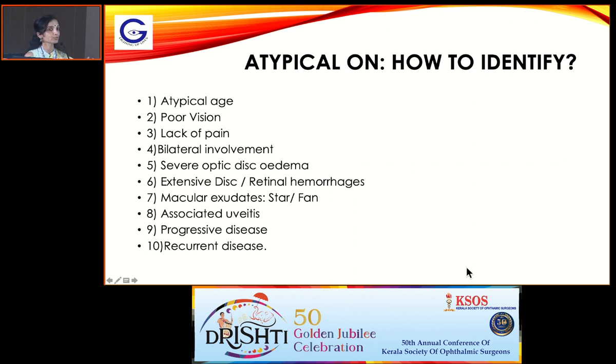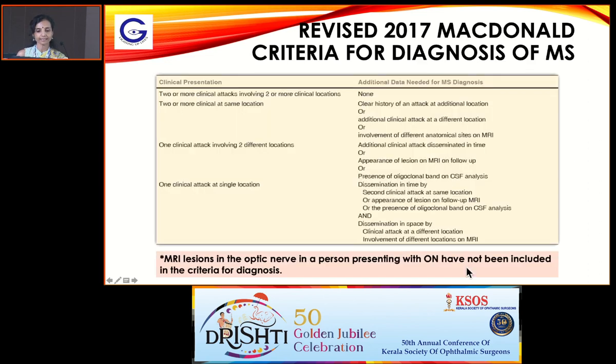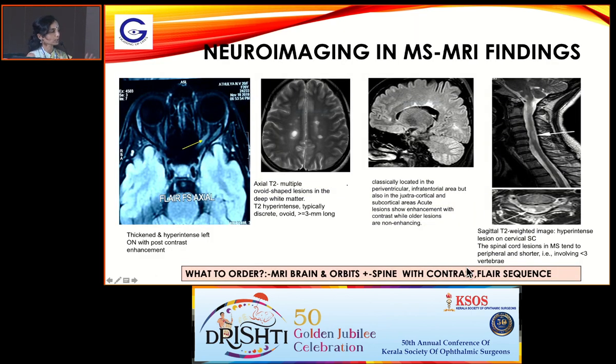So these are the red flags which would tell you which is not a typical optic neuritis and which is an atypical optic neuritis. Now, the importance of MS, I'm not going into detail. Everybody knows that 20% of MS patients can have optic neuritis as their first episode of demyelination, and 50% of MS patients will develop optic neuritis during the course of the disease. But the funny thing is that the revised 2017 McDonald criteria do not have MRI lesions in the optic nerve as one of the diagnostic criteria. So optic neuritis is not included as one of the diagnostic criteria for MS. So these are the common neuroimaging findings. I'll just skip it due to lack of time.